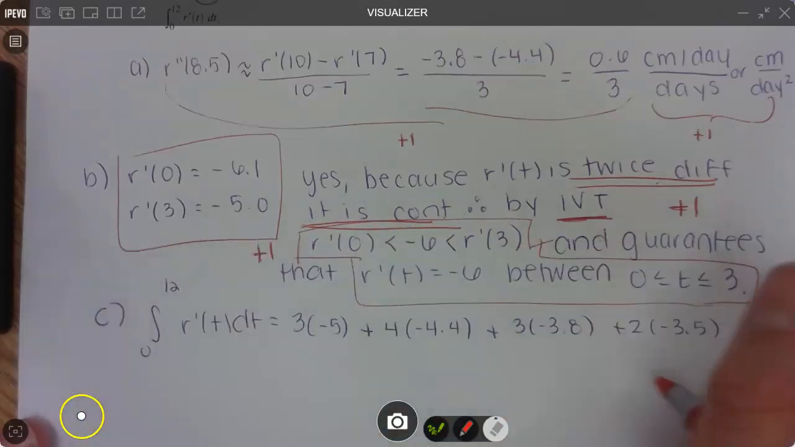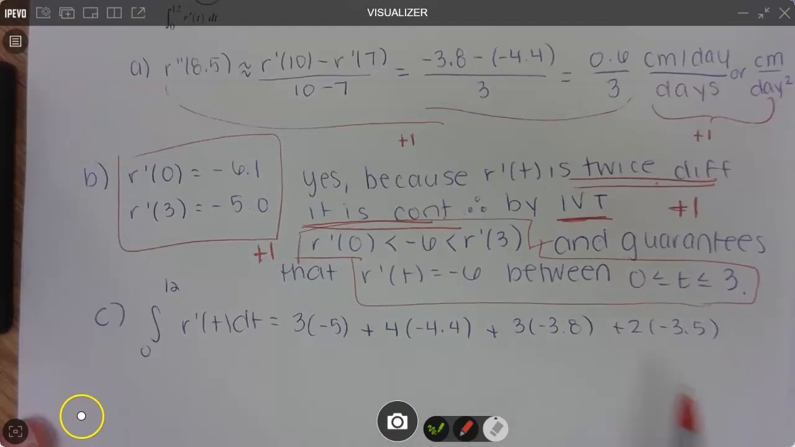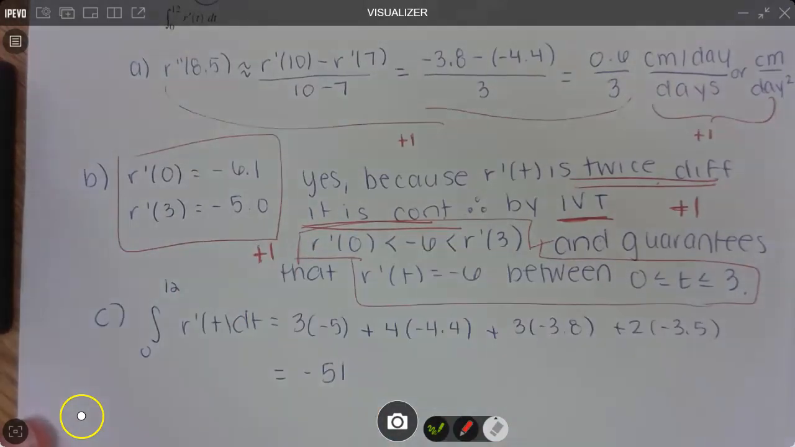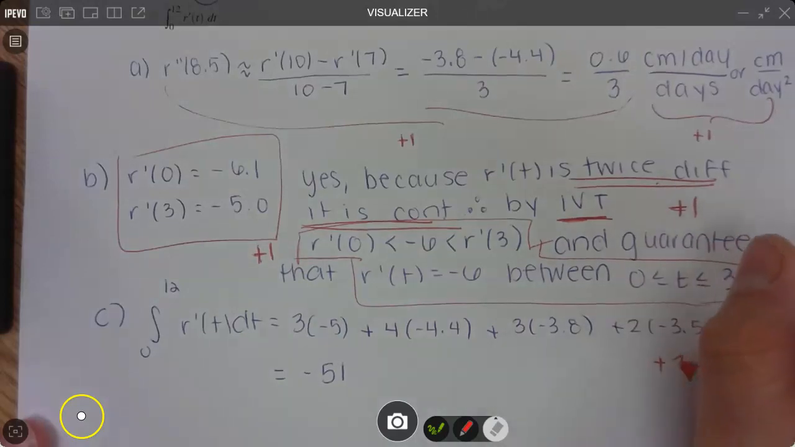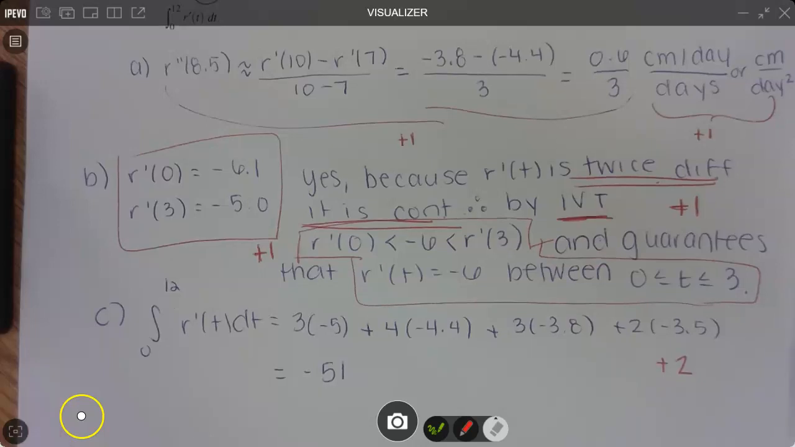This could be worth all 2 points. This right here would have been worth all of the 2 points. If you did the math, because you can't stand leaving an answer like that, the answer was negative 51. Okay.